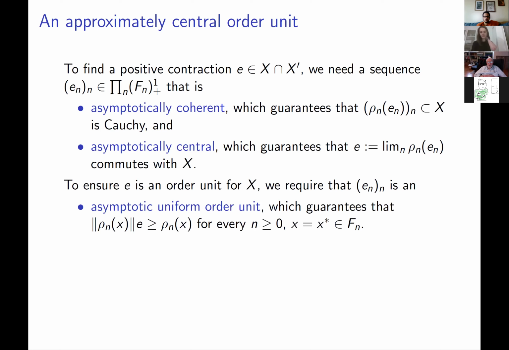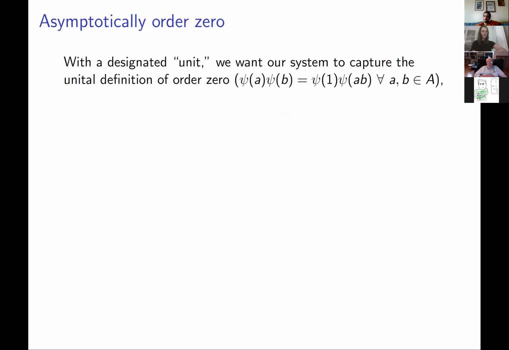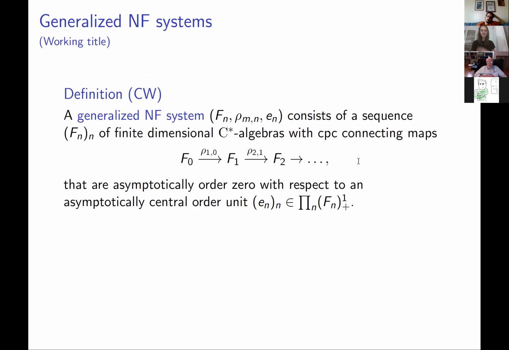To ensure that E is an order unit for X, we require that the sequence is what we call an asymptotic uniform order unit, which, just short to say, we encode the order unit into the sequence. So under all of these assumptions, we get a positive contraction that commutes with X and is an order unit for X. So we'll call the sequence an asymptotically central order unit. I think I'm going to jump through this slide for the sake of time, but suffice to say, we can also encode this notion of x squared is equal to EX. So we can actually encode all of this information into our system.